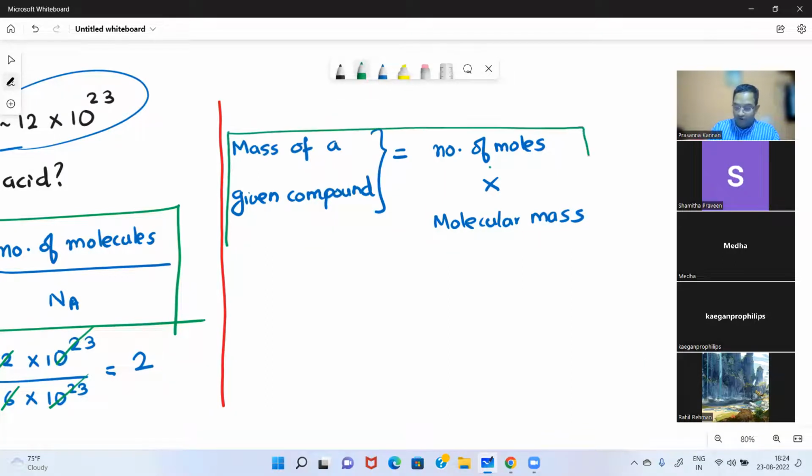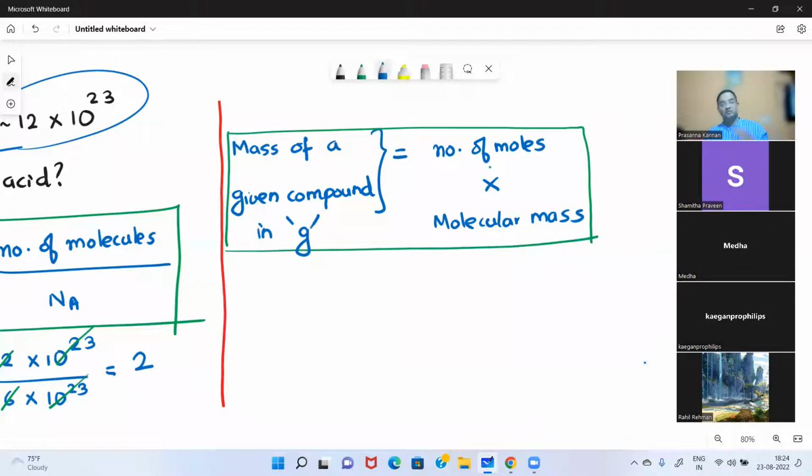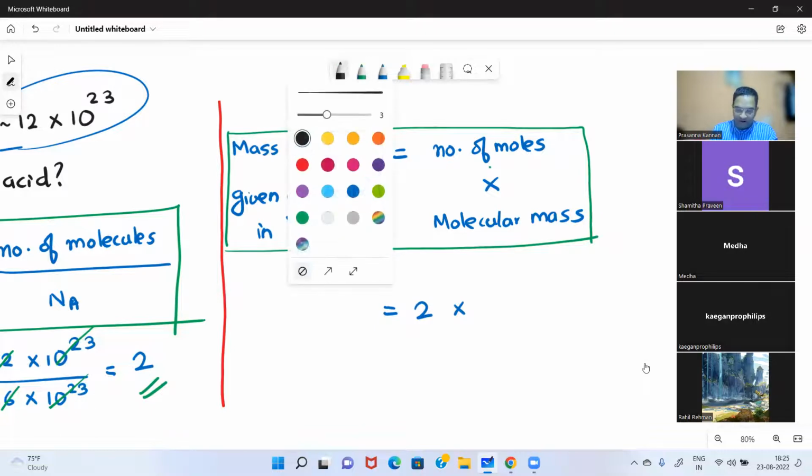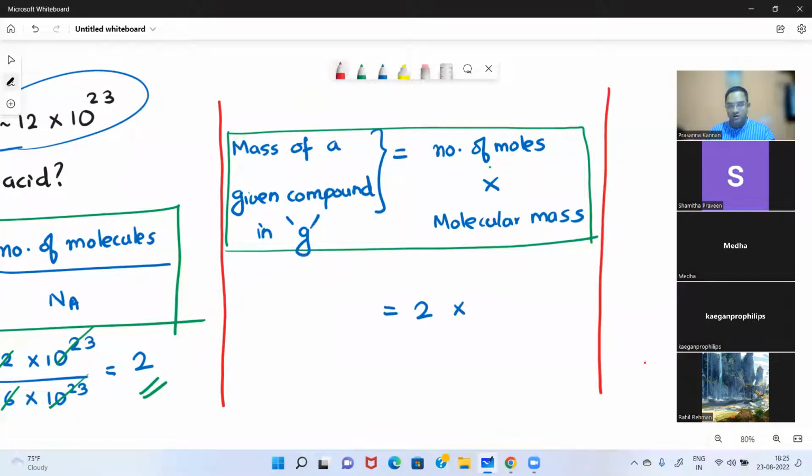So mass of a given compound is in grams, okay? Mass of a given compound in grams will be equal to number of moles multiplied by molecular mass, all right? So in this case, what is the number of moles? It is clearly given as 2, multiplied by the molecular mass of sulfuric acid. So how do you find that? We have already done it in the class, but I'm just doing it for the benefit of everybody once again.